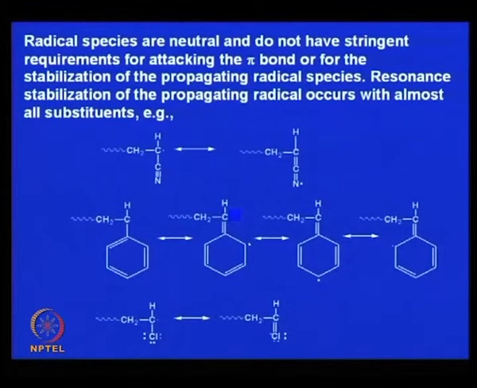Radical species are neutral, you know, and do not have stringent requirements for attacking the pi bond or for the stabilization of the propagating radical species, and resonance stabilization of the propagating radical occurs with almost all substituents. Resonance stabilization means the intermediate or the radical species, monomeric radical species which has been formed after initiation, should be stable enough for growth of the polymer.